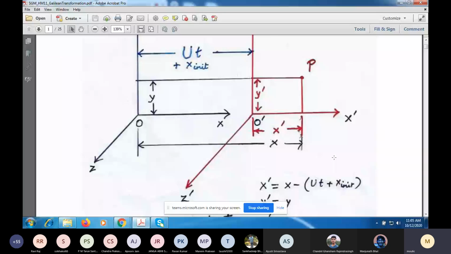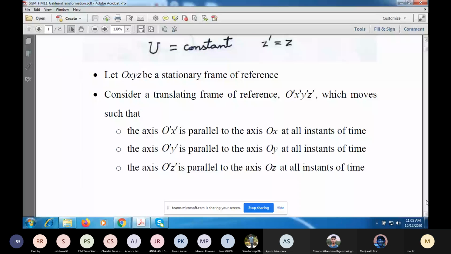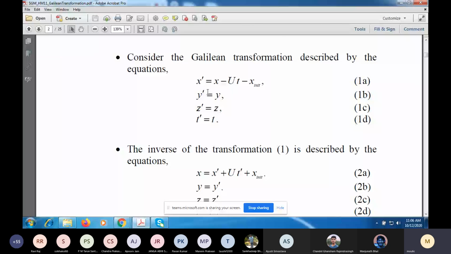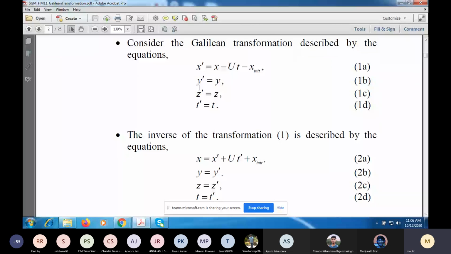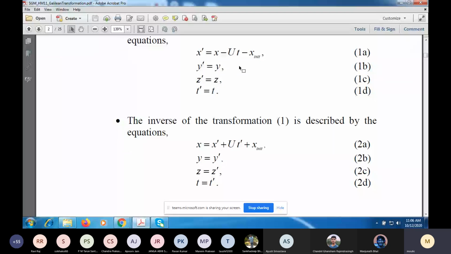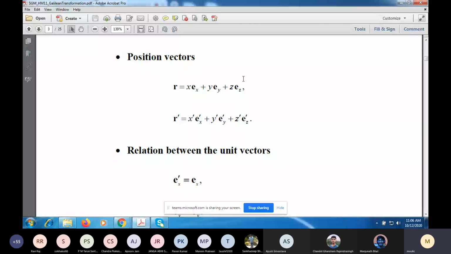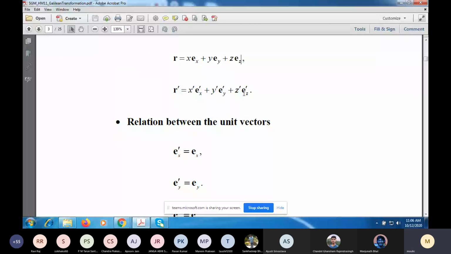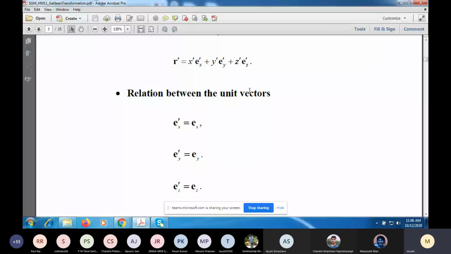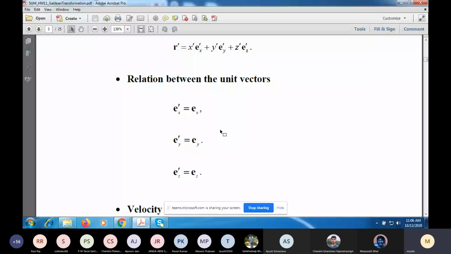So we have gone through this before. This is the forward transformation, where you have the prime quantities on the left and the original quantities on the right. And this is the inverse transformation, where the prime quantities are on the right and the original quantities on the left. Now, the position vectors you can write using x, y, z and the unit vectors ex, ey, ez, or using x prime, y prime, z prime and the unit vectors. Since the axes are parallel, the unit vectors are equal. They all have magnitude 1 and they point in the same direction. So parallel vectors are equal if the magnitude is the same.